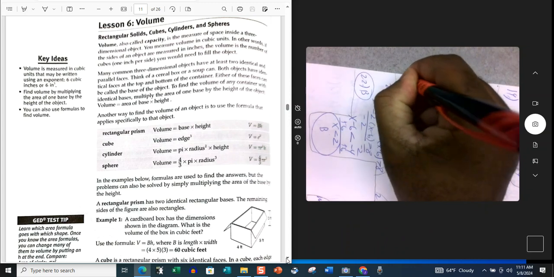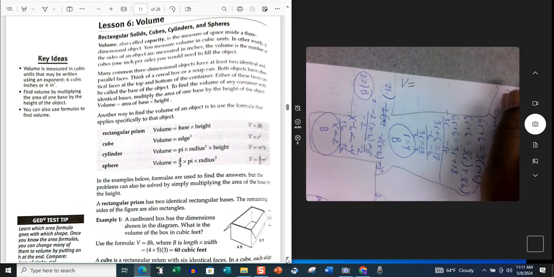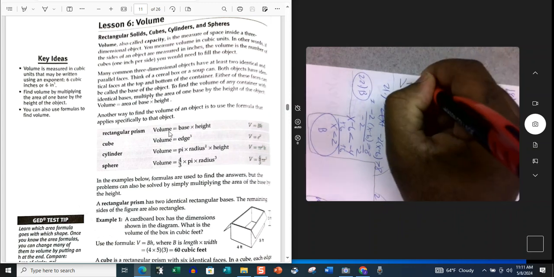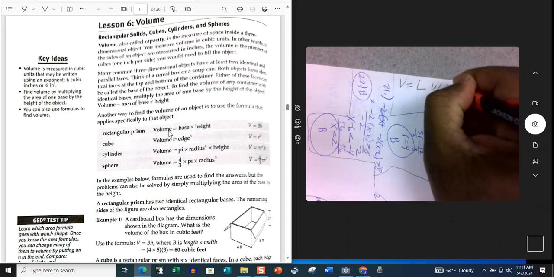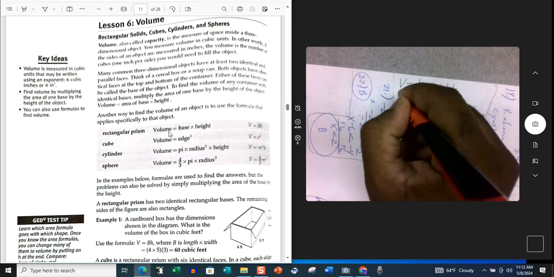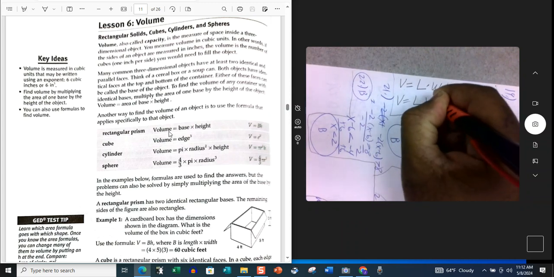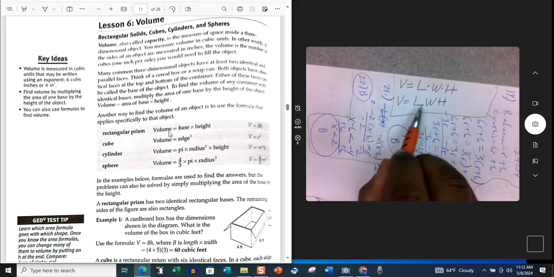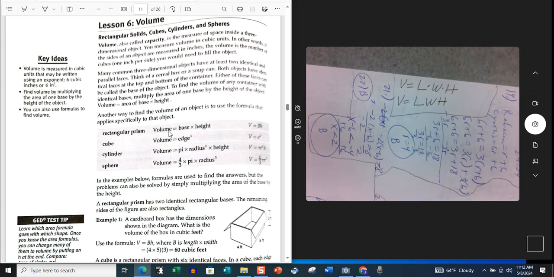So we will have the volume, and this is for the rectangular prism. The volume is equal to length times width times height. And typically you will see LWH. That's length times width times height. That will be the volume. And as you see here, it just has base times height. So the base is really your length times width. I'm just putting that out there so you will know what you're multiplying.